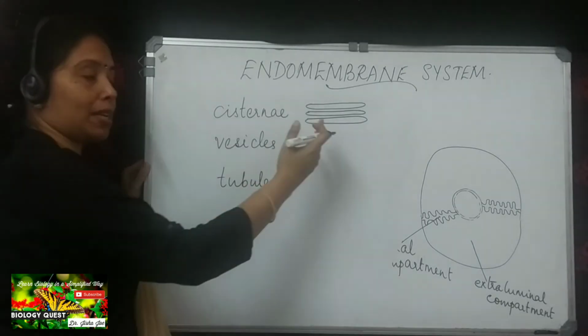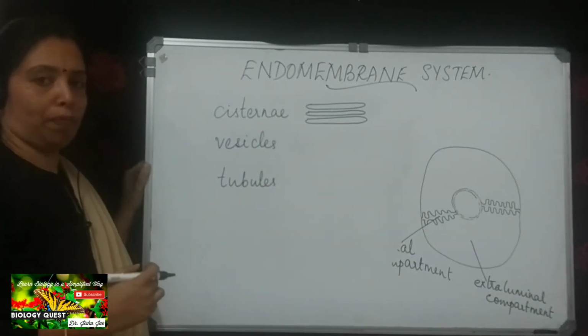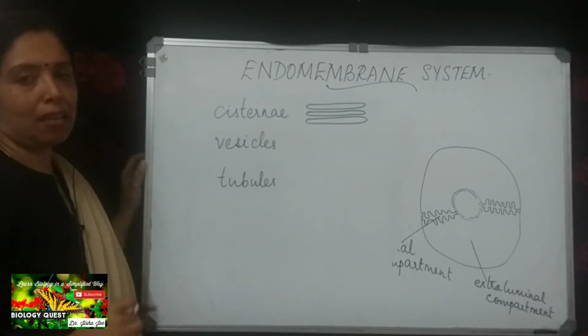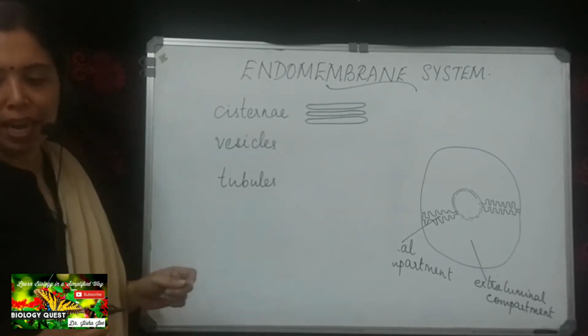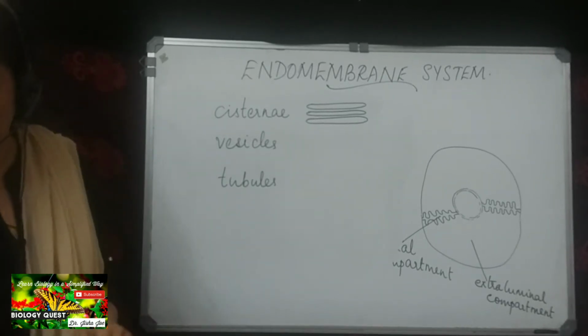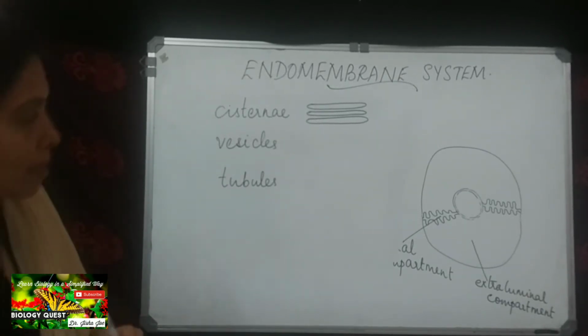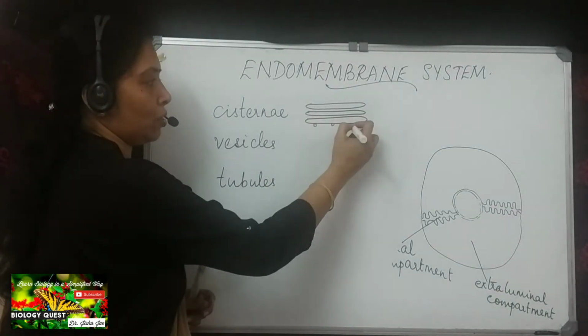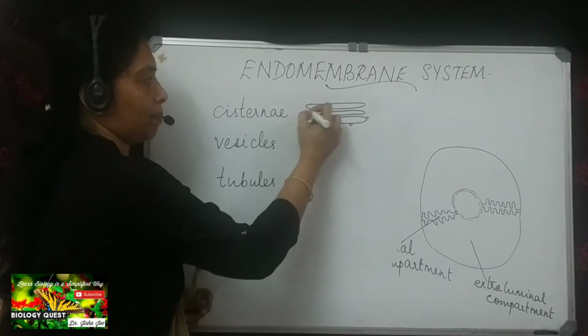So, endoplasmic reticulum can exist in this form, as unbranched flat sheets lying parallel to each other, and these cisternae bear ribosomes. Ribosomes might be present attached to the cisternae. You can see ribosomes attached to the cisternae.